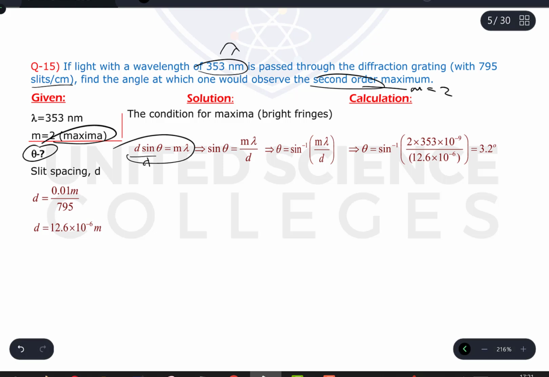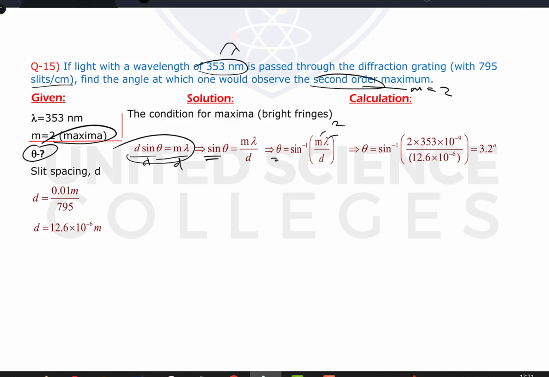So, dividing by d, sine theta is m lambda over d, then theta is equal to sine inverse of m lambda over d. m is given, lambda is given, we only need to convert lambda to meters. Nanometer to meter, you should multiply by 10 to the power negative 9. Then we need slit spacing.